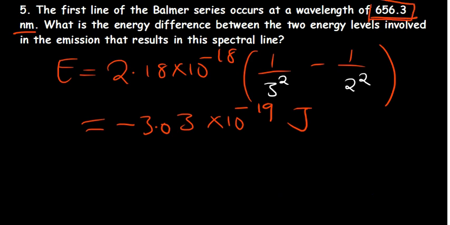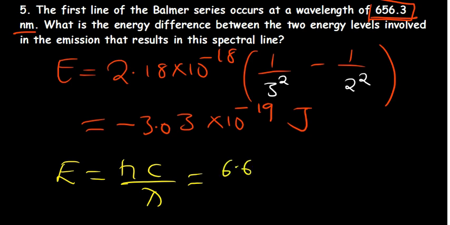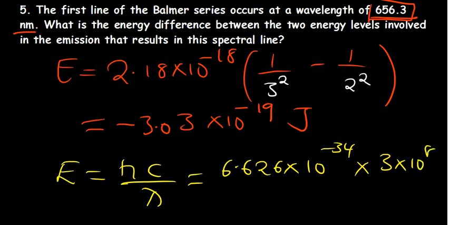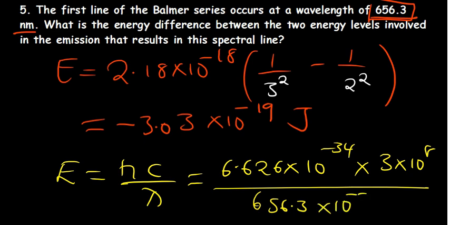What if we use the wavelength? Are we going to get the same answer, or is it going to be different? We can try it. Our energy is going to be hc over the wavelength. So 6.626, the Planck's constant, times 10 to the power negative 34, multiplied by 3 times 10 to the power 8, over the wavelength, which is 656.3 times 10 to the power negative 9, because we are converting that to meters right away.